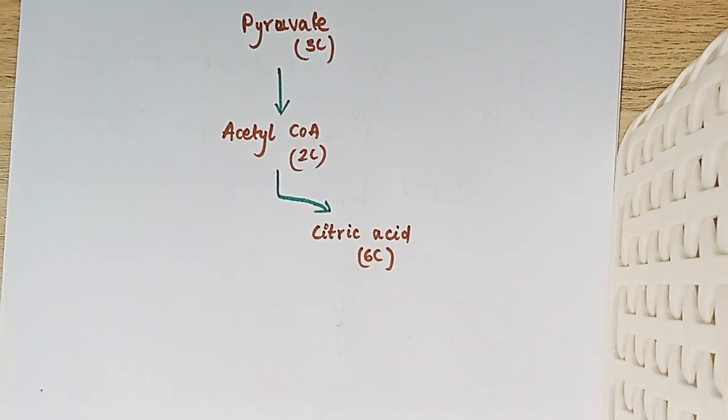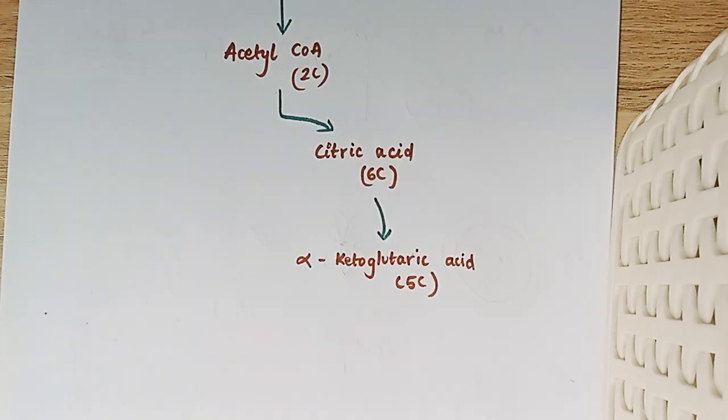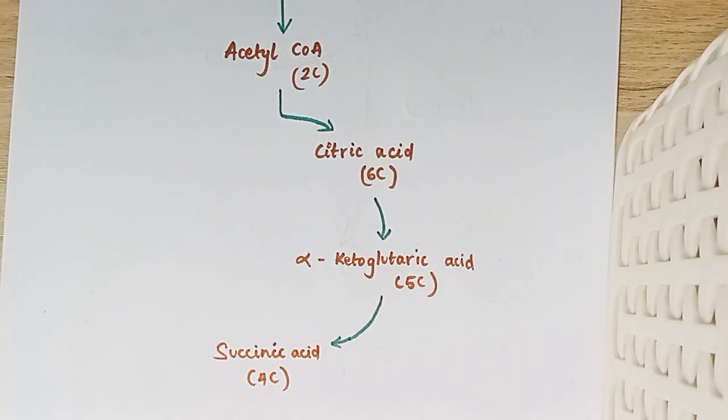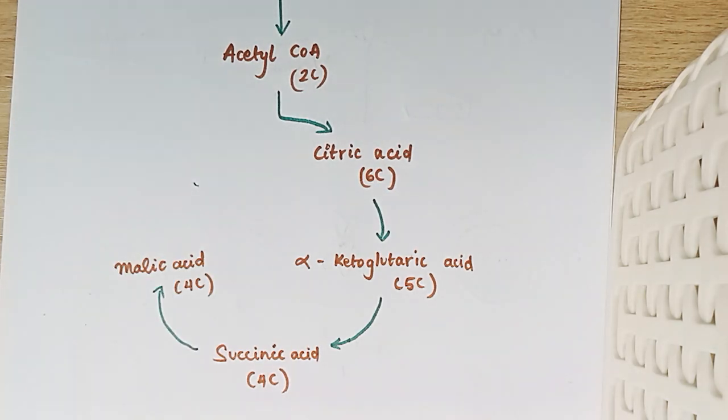The citric acid then changes into alpha ketoglutaric acid, which is a 5-carbon compound. The alpha ketoglutaric acid then converts into succinic acid, which is a 4-carbon compound. The succinic acid changes its form and turns into malic acid, which is again a 4-carbon compound. The malic acid again changes its structure and changes into oxaloacetic acid, again a 4-carbon compound.